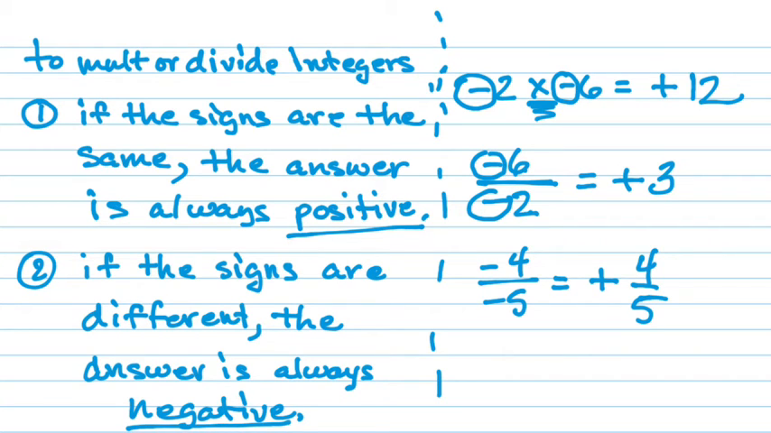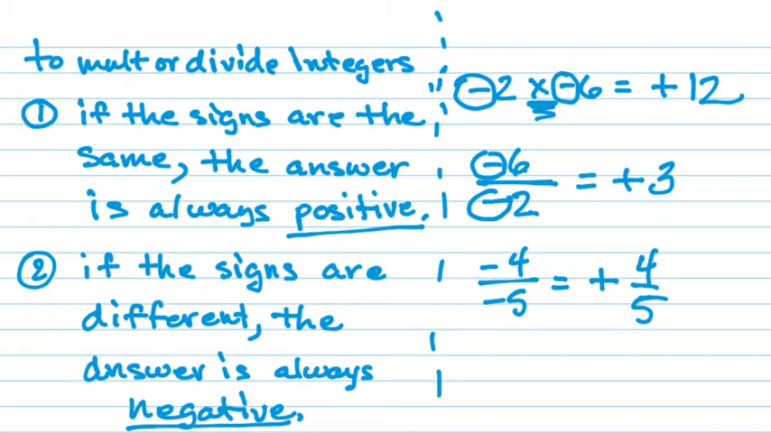Okay. So if the signs are different and you're multiplying or dividing, again, make sure the operation is the most important thing you can do. Identify that operation. Then if the signs are different, the answer is always going to be a negative, no matter what the numbers are, right? So it's not keep the sign of the larger.